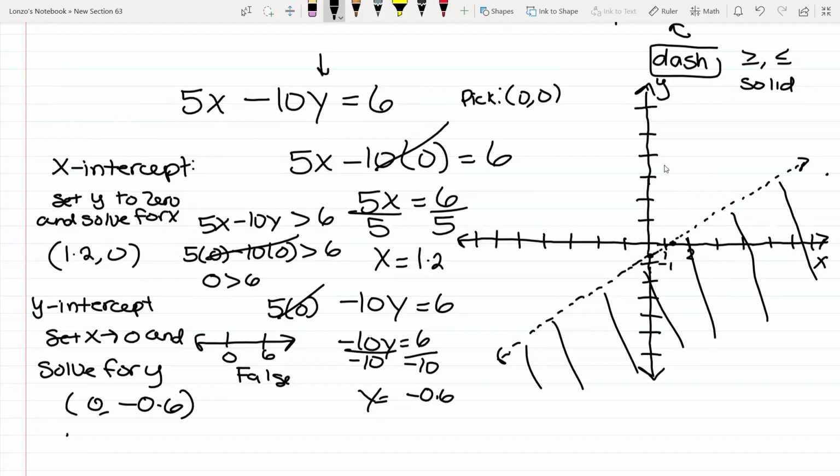So this is your graph. If you wanted to do it by hand, you could have just easily put this in Desmos. I would have put it in Desmos because you do have a time limit. Okay, let's move on.